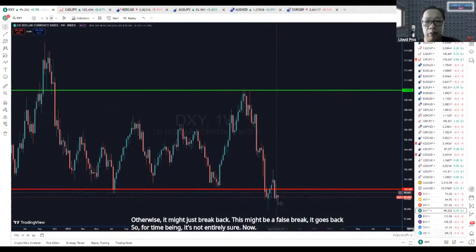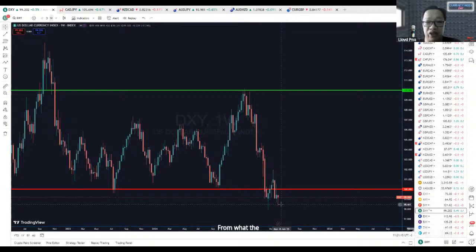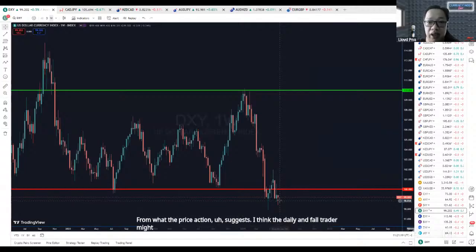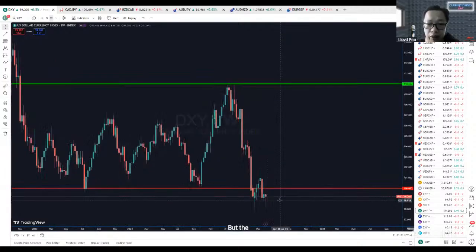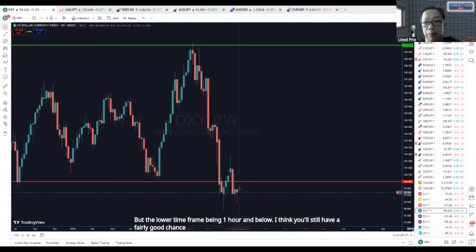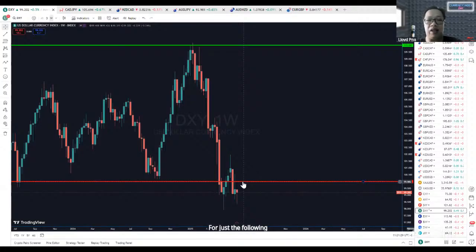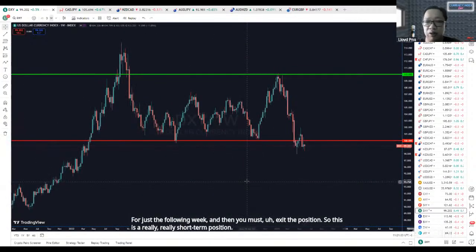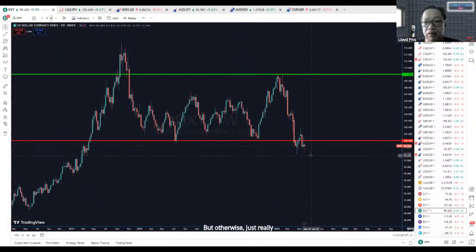Now, from what the price action suggests, I think the daily and 4 hour traders might want to stay out of this. But on the lower time frames, the 1 hour and below, I think you'll still have a fairly good chance of trading back to the 100 for just the following week, and then you must exit the position. So this is a really, really short-term position. Otherwise, just wait it out till the dollar gives us a clearer position.